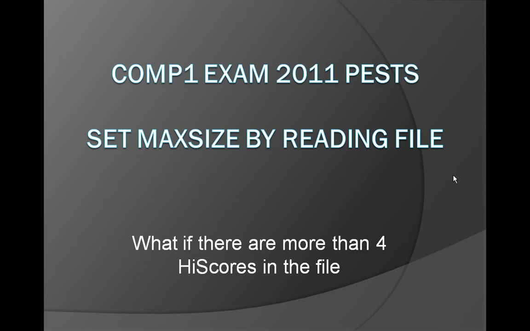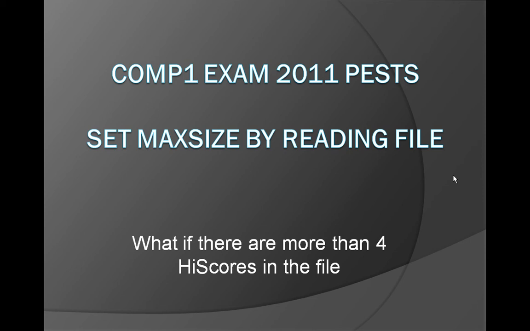Okay, welcome to another Comp 1 exam solution tutorial for 2011, and this is the cricket dice game. Really we're asking the question, what if there are more than 4 high scores in the file? At the moment the constant max size is set at 4, and I guess if we were told that there are 6 high scores we could just change that constant. But what if we didn't know how many high scores are in that file?